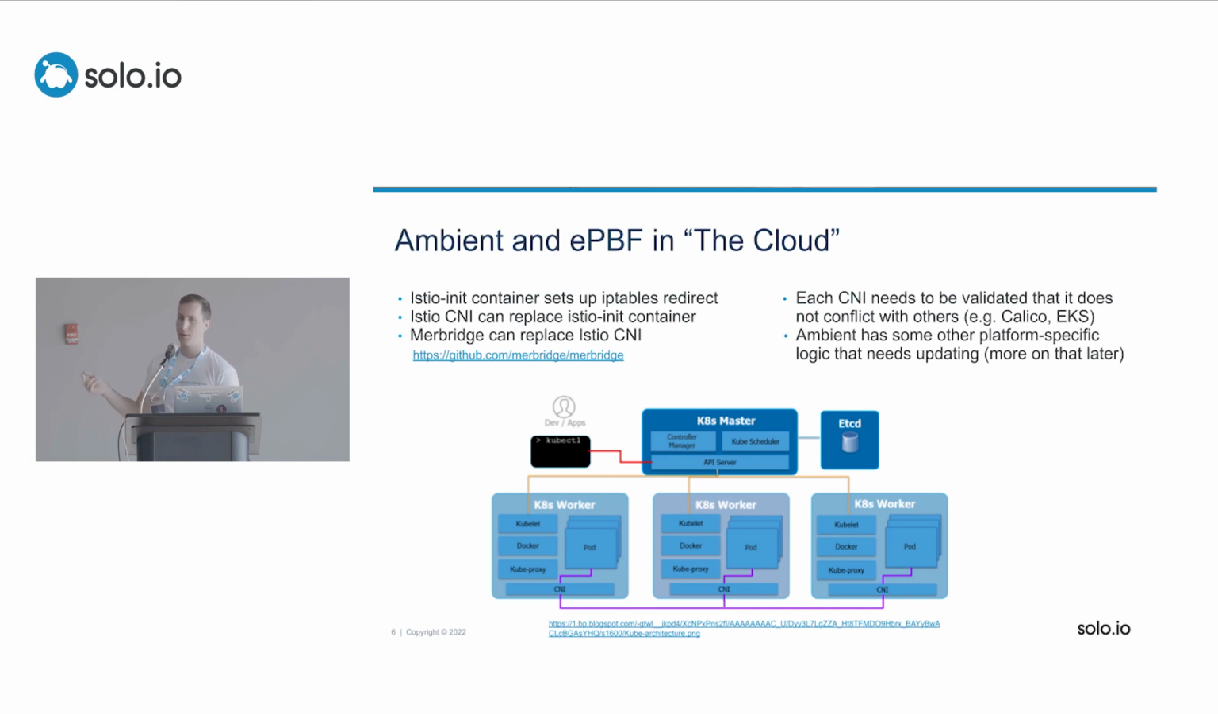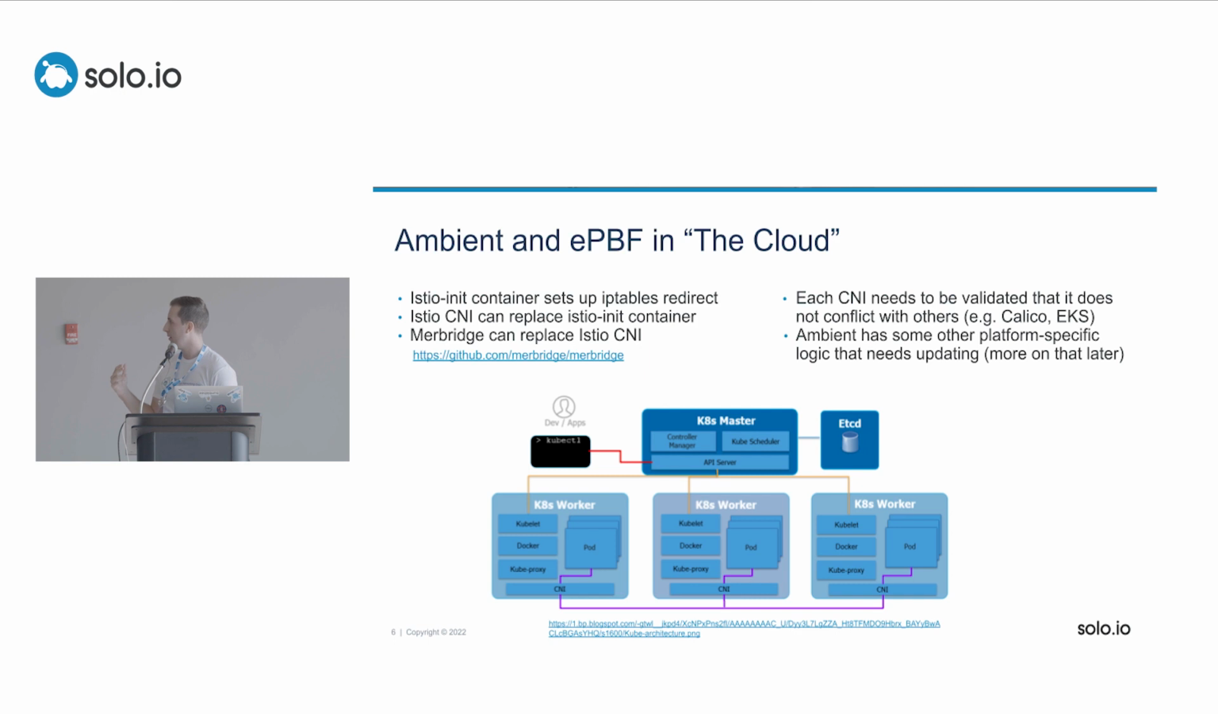Additionally, Merbridge is a project out for Istio that can do the same redirect that iptables does as a CNI, but using eBPF. There are some limitations with Merbridge today. I believe most of the Istio feature set is supported, but there are some corner cases. I think some stuff with IPv6 doesn't work exactly as you'd expect.